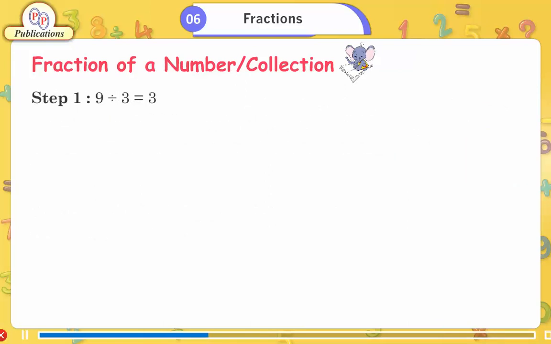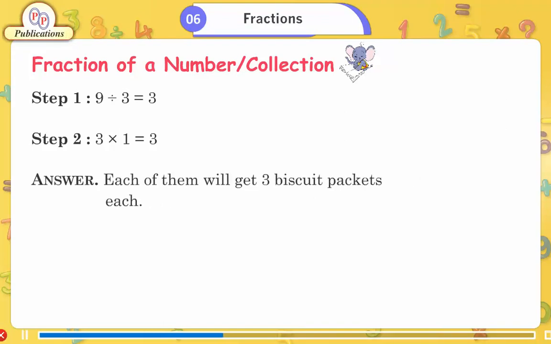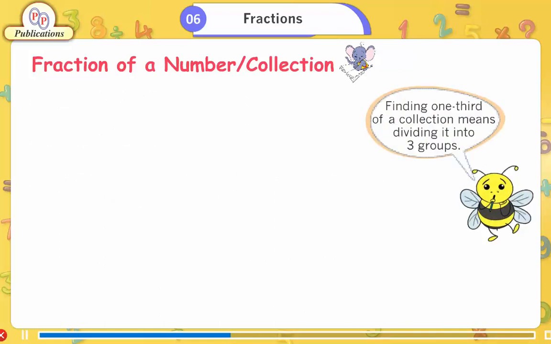Step 1. 9 divided by 3 is equal to 3. Step 2. 3 into 1 is equal to 3. Answer. Each of them will get 3 biscuit packets. Finding 1/3 of a collection means dividing it into 3 groups.